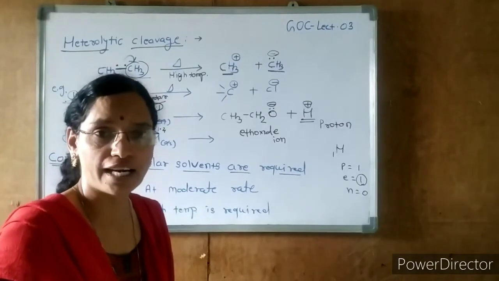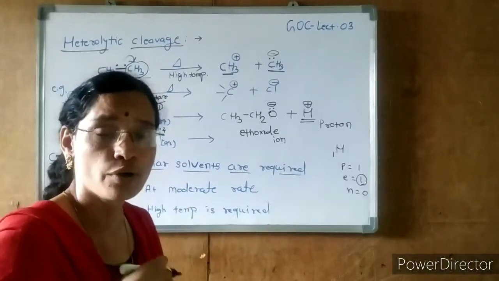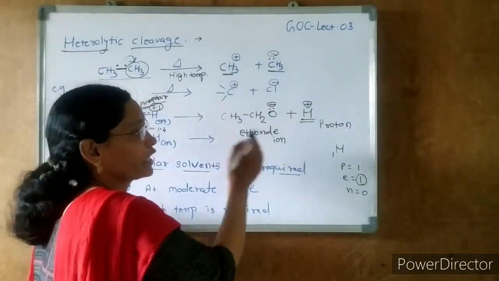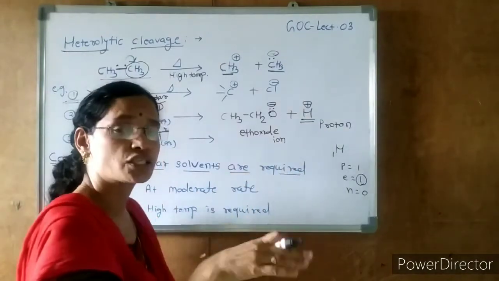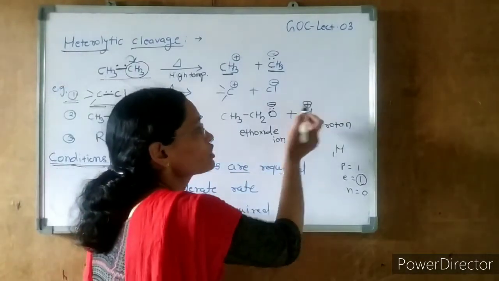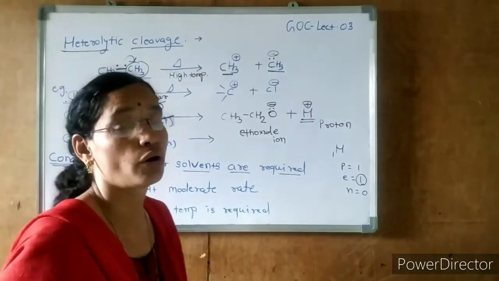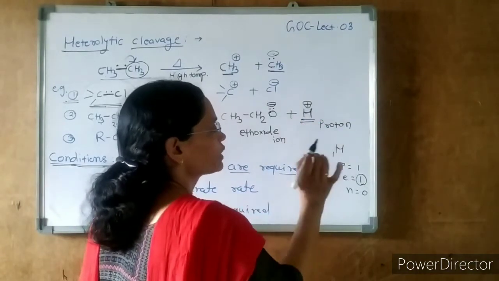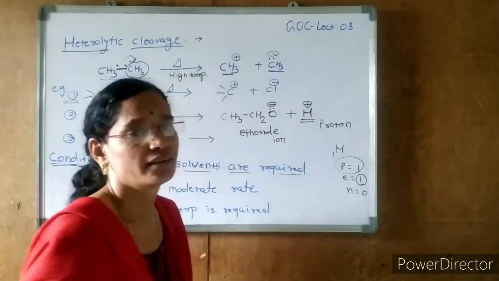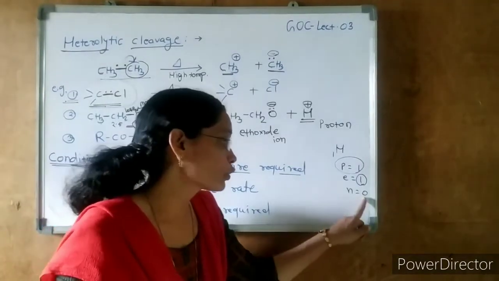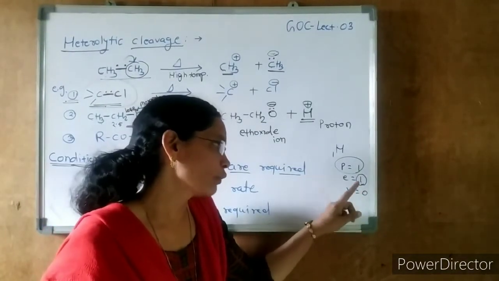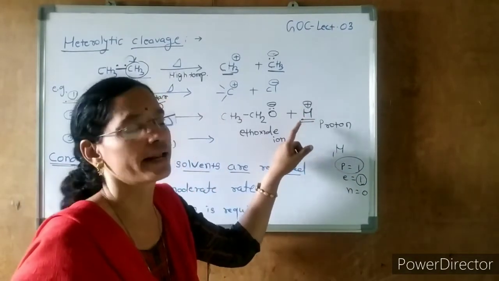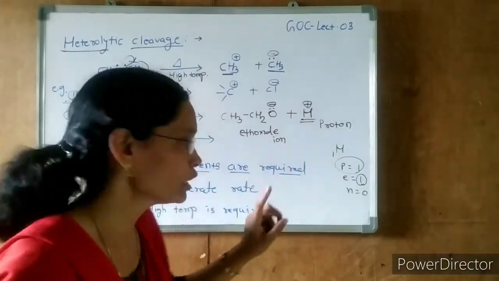That's why both the bonded electrons get acquired by the oxygen atom, and it will acquire the negative charge, which is called an ethoxide ion. Hydrogen loses its one electron, that's why it will get plus charge, and H plus ions are called protons. Why protons? Because in this hydrogen atom now only one proton is present. No electron and no neutron is present. Only one proton is present, and that's why it is called a proton.